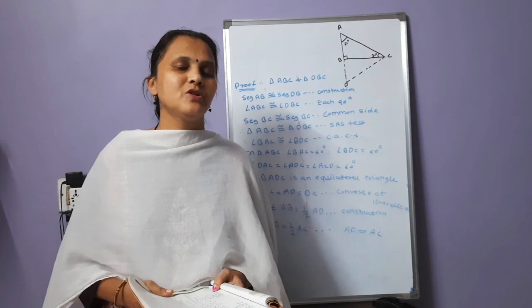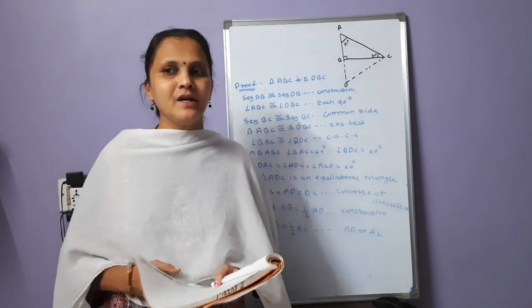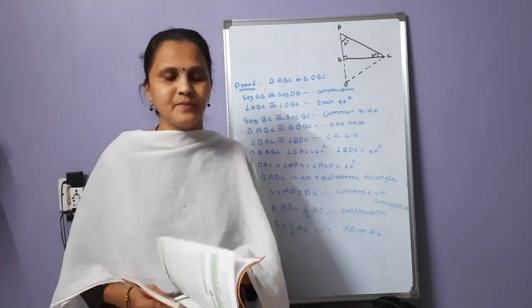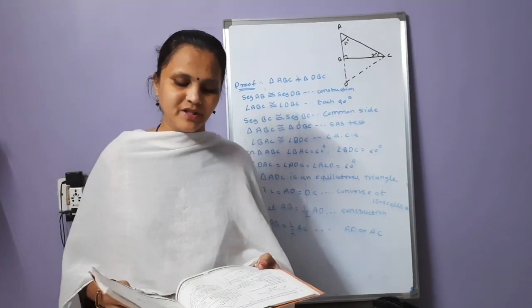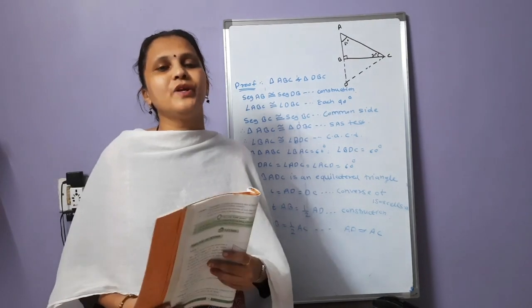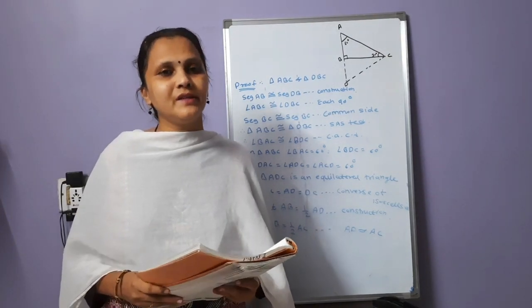Hello students. Last lecture we completed the triangle lesson, question number 3.3, question number 1: the isosceles triangle theorem and the converse of the isosceles triangle theorem. Now today we are going to start three new theorems.